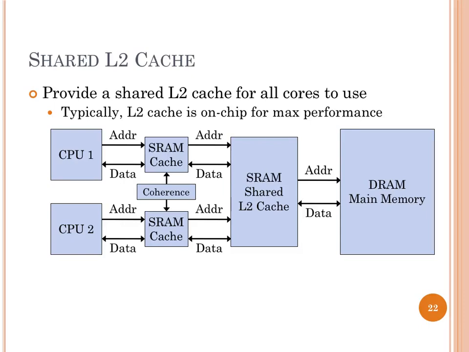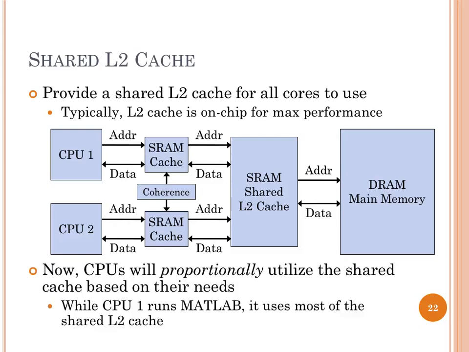One processor is touching a lot of memory, so clearly those things will appear to be frequently used or recently used, and so less frequently used things will be evicted, and you'll end up with one processor holding the bulk of the lines if it happens to be doing a lot of memory interactions. Okay, so you have a shared L2 cache for all the cores to use, and then CPUs can proportionally utilize the shared cache based on the needs.